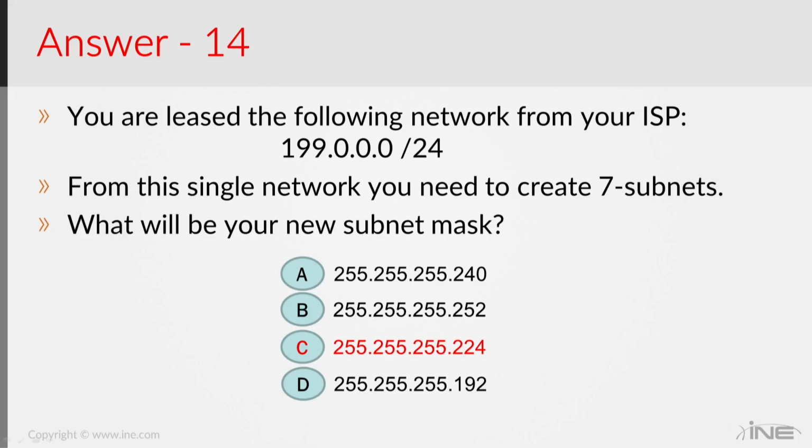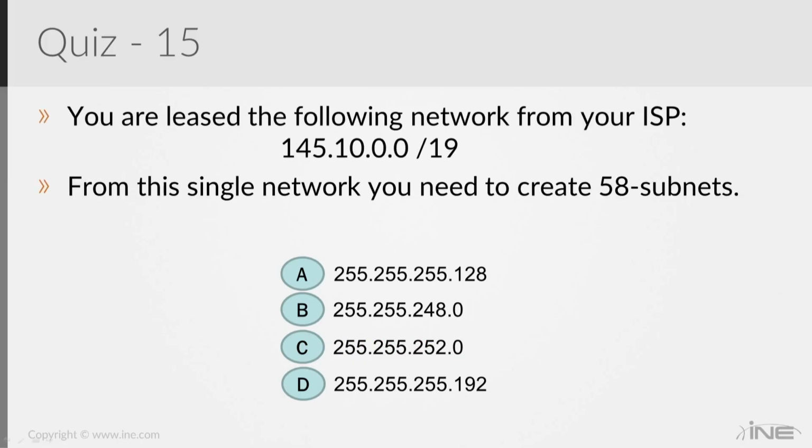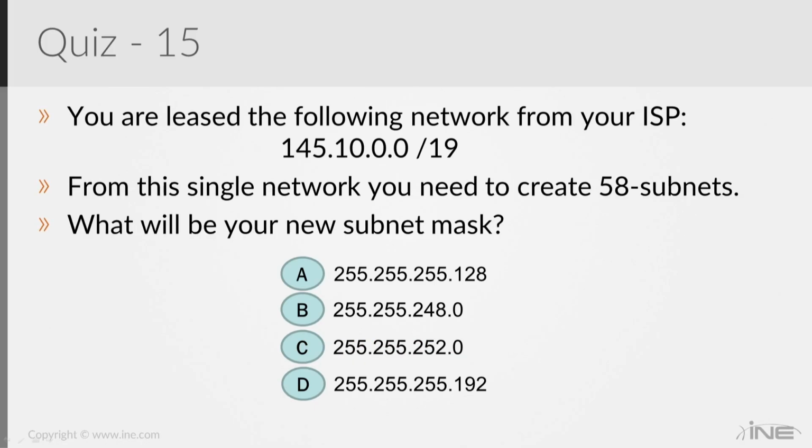Let's do one more, and then we'll take a break. You are leased the following network, 145.10.0.0/19. Don't let that throw you. Just remember, the first 19 bits are untouchable. That's how you need to look at that. From the single network, you need to create 58 subnets. What will be your new subnet mask?